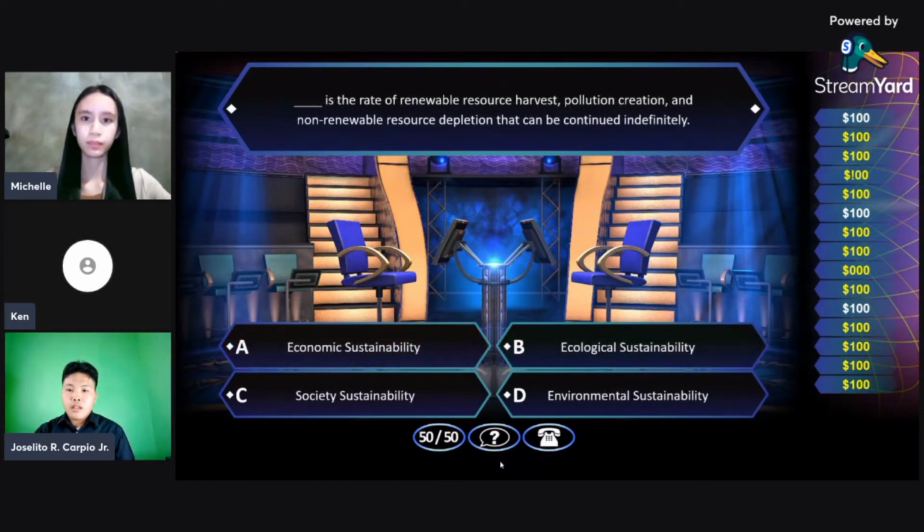Blank is the rate of renewable resource harvest, pollution creation, and non-renewable resource depletion that can be continued indefinitely. A. Economic sustainability. B. Ecological sustainability. C. Society sustainability. Or D. Environmental sustainability.